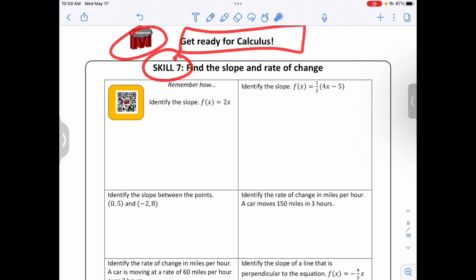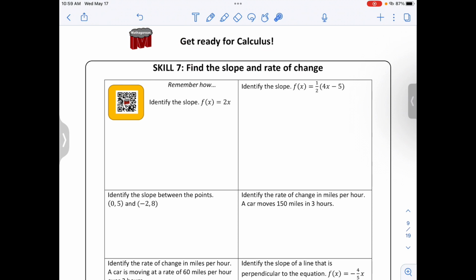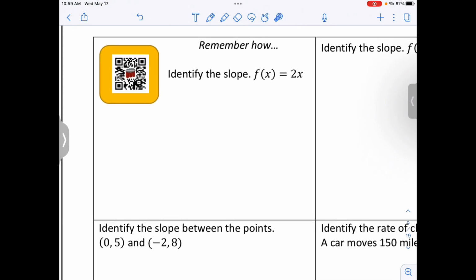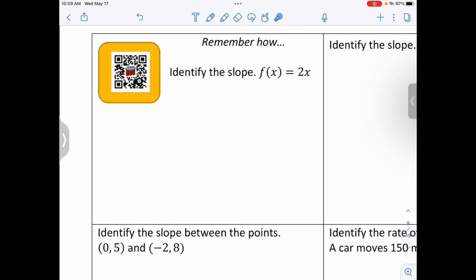This is Skill 7, Finding Slope or Rate of Change. Same idea. We're going to look at the first problem on this skill. There are 7 different problems, and some of the problems ask in maybe a little bit of a different way, so you want to do this even though it might seem like a pretty elementary algebra thing. We'll start with a very, very easy one.